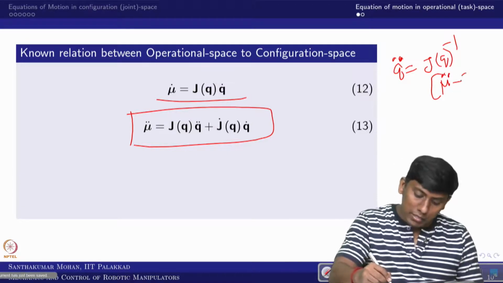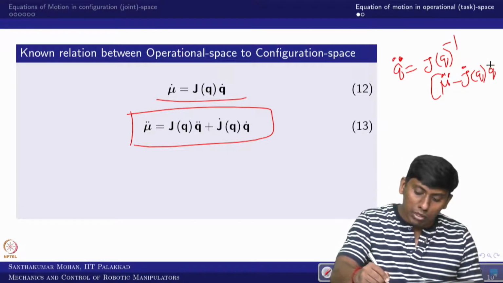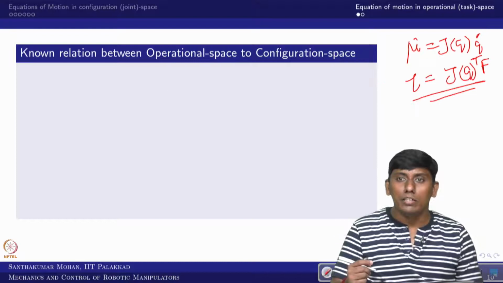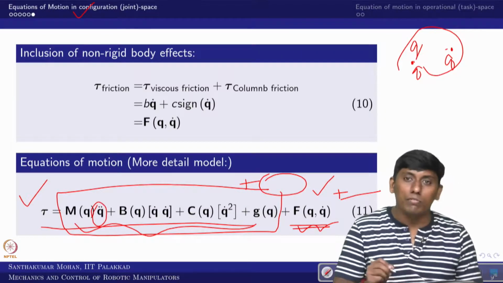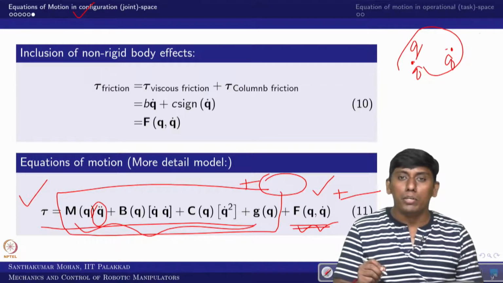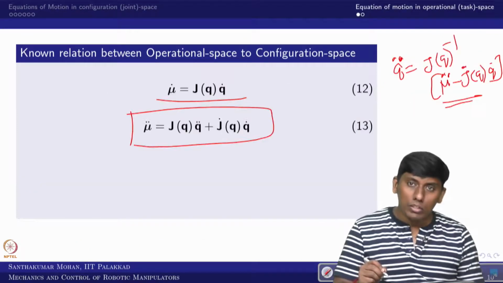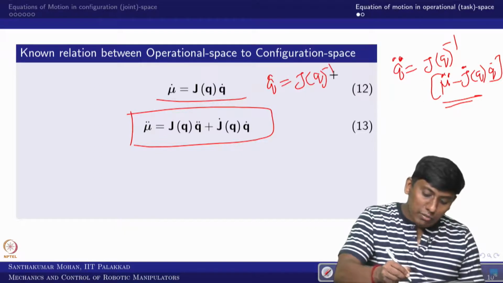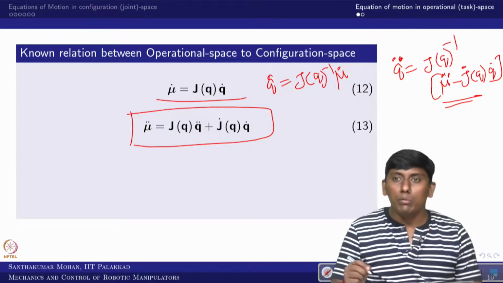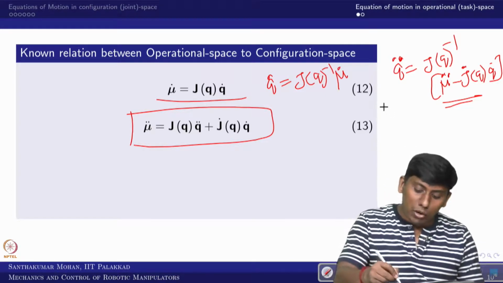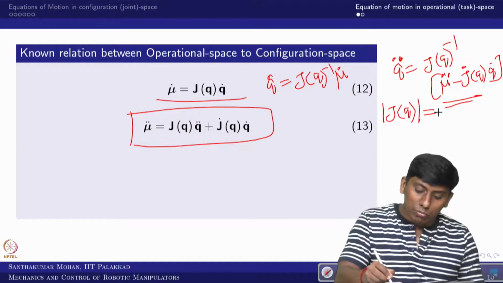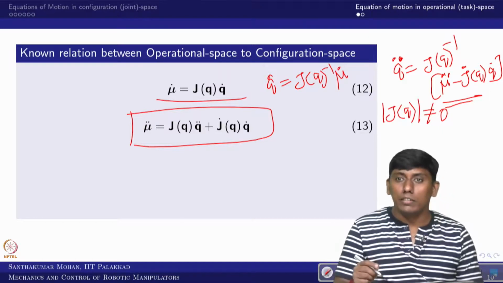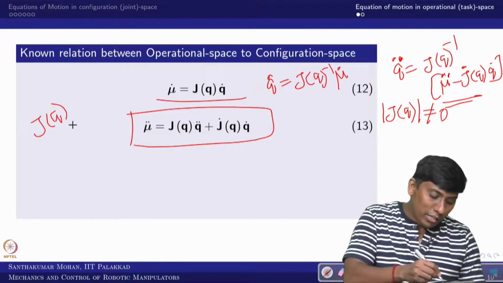Okay, so minus J dot q into q dot is coming as q double dot. What we derived in the previous equation, a q double dot, we can substitute into the mu double dot term. Further, what we know is that q dot I can again write as J of q inverse into mu dot. Now only one consideration is there: the determinant of this should be non-zero. Further, if J of q is a square matrix, we are fine.